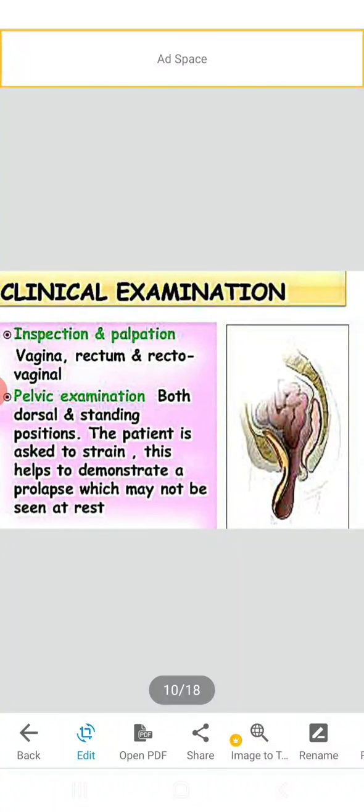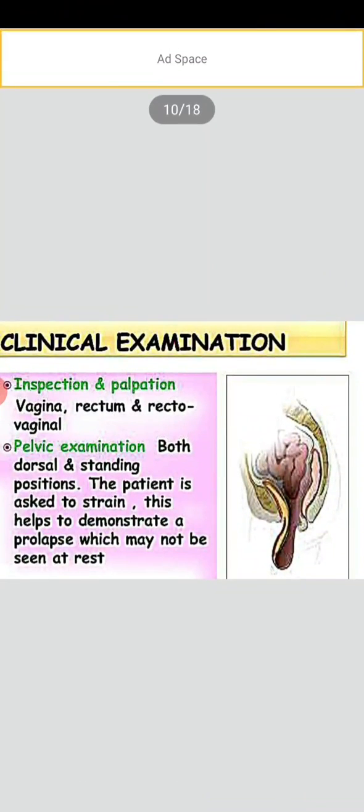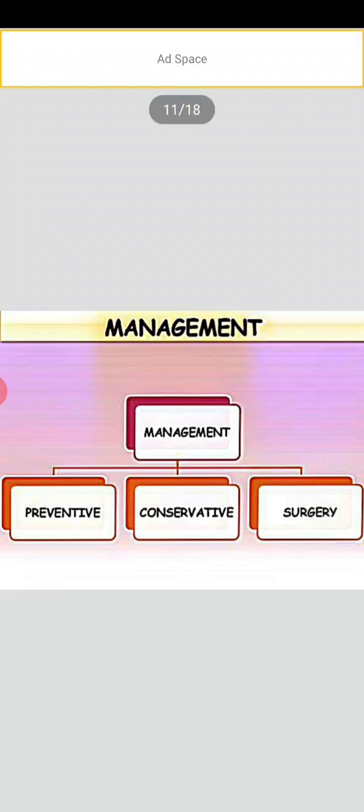Clinical examination: inspection and palpation of the vagina, rectum and rectovaginal area. Pelvic examination in both dorsal and standing positions. The patient is asked to strain. This helps to demonstrate a prolapse which may not be seen at rest. In third and fourth degree we can see it on rectal or rectovaginal examination. Then pelvic examination, both dorsal and standing positions we can assess. And management: preventive, conservative and surgery.